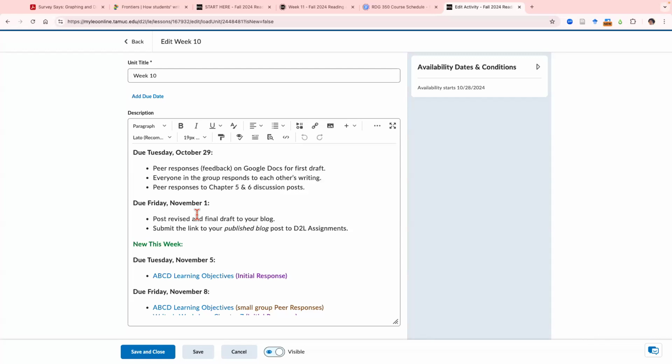This week, I really wanted you to focus on the peer conferencing. One of our chapters this week is on peer conferencing. So you're going to think about what you've been through and what you have learned in your reading. This is one of the most essential elements of teaching writing. You're going to be posting that blog, the final draft, by Friday of this week.